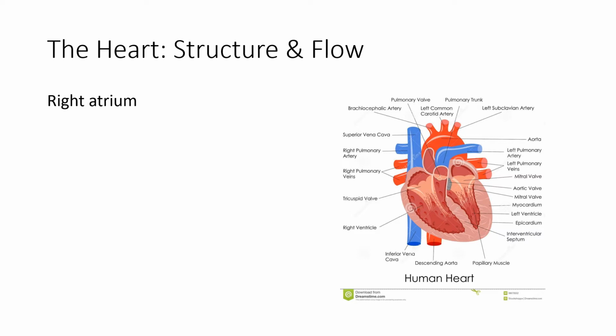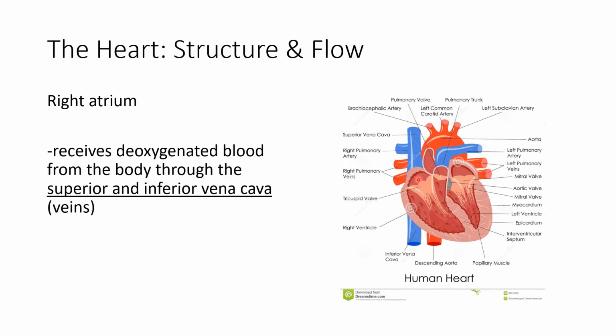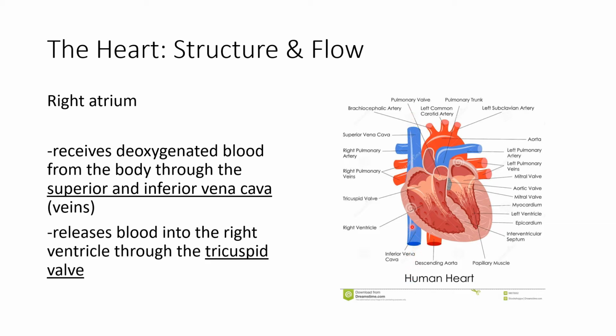All right, quickly, a little bit about the way that the blood moves through the chambers of the heart. So again, starts in the right atrium, which is here on this diagram. The right atrium receives deoxygenated blood from the body through the superior vena cava and inferior vena cava, superior bringing blood from the upper portions of the body, inferior bringing blood from the lower portions of the body, and then the blood is released through the tricuspid valve into the right ventricle.